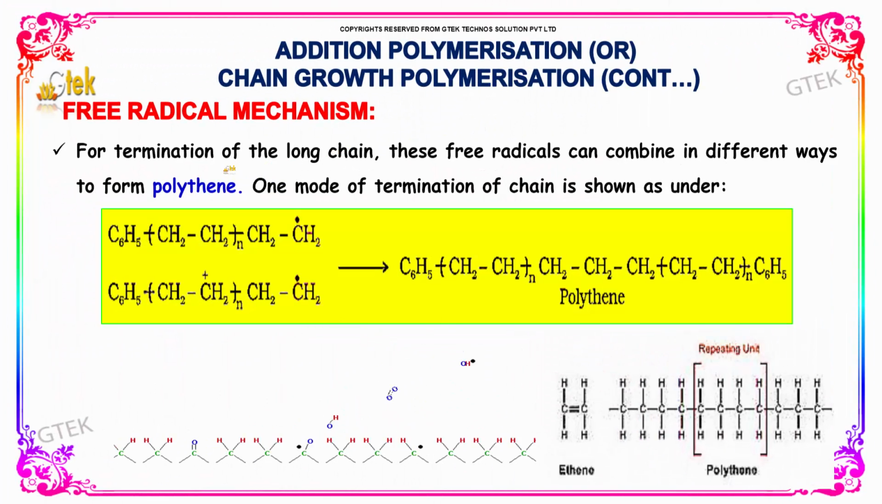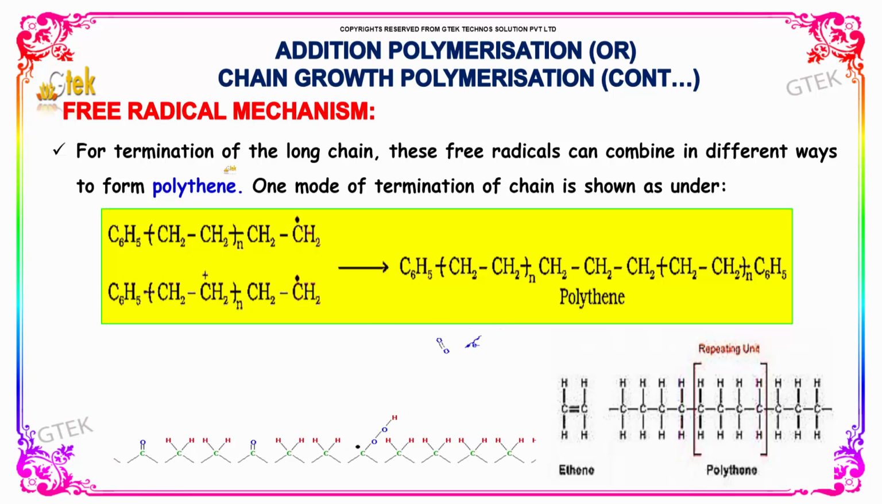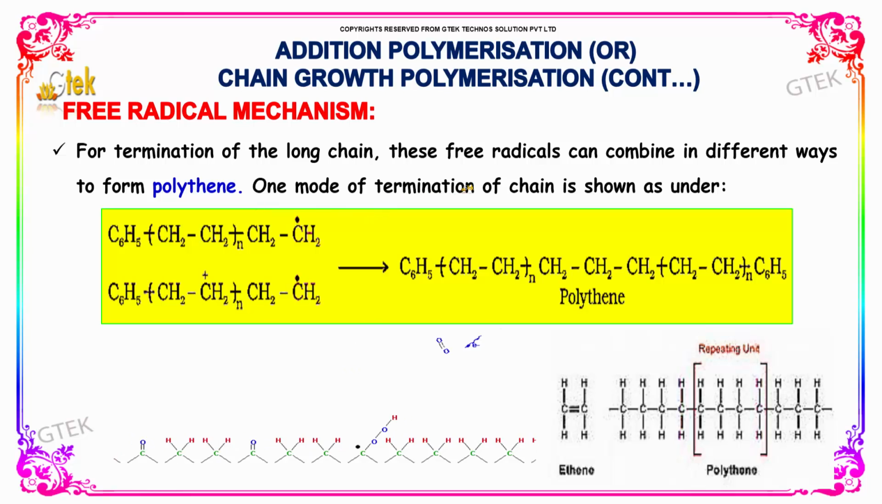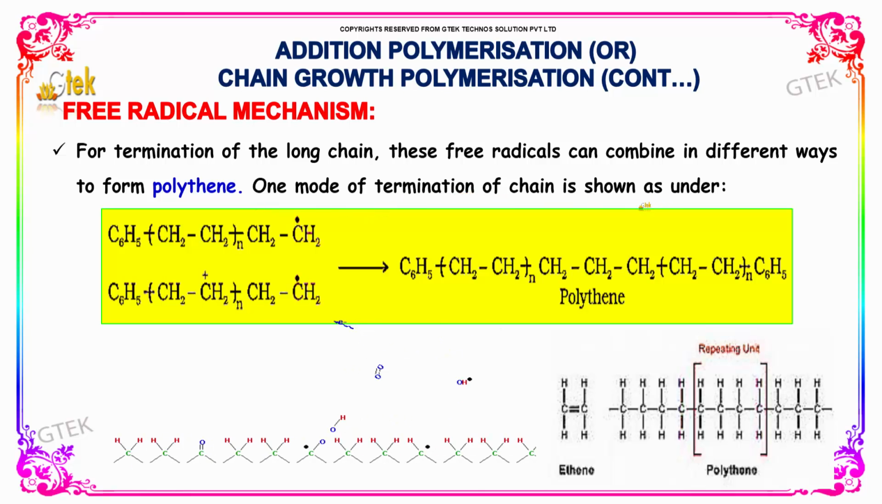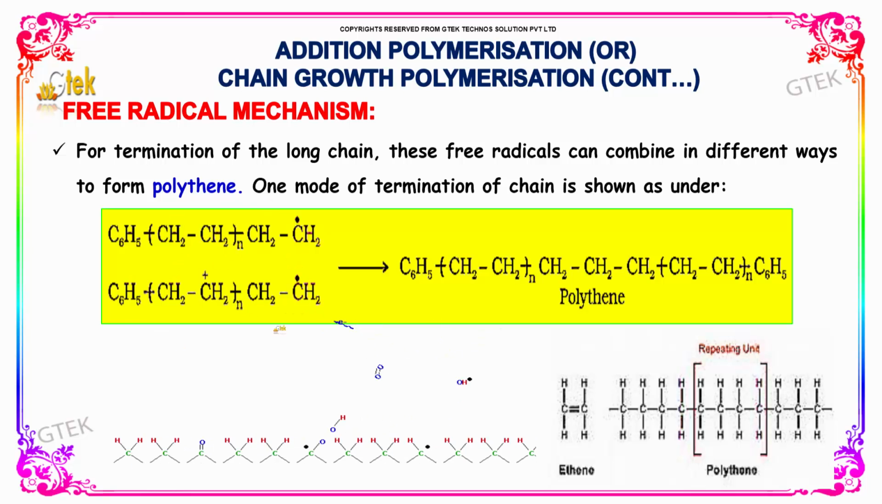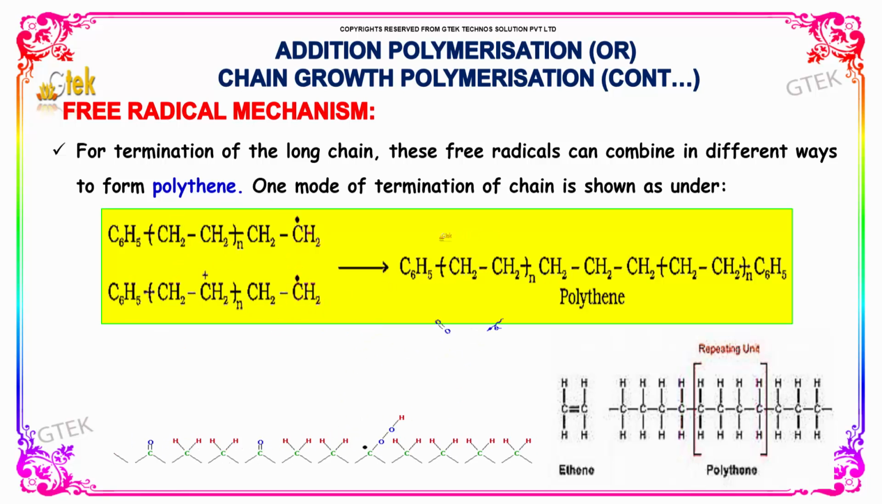For termination of the long chain, these free radicals can combine in different ways to form polyethene. One mode of termination of chain is shown as under. This long chain reacts with another polymer of the same type to end the molecule, thus forming polyethene.